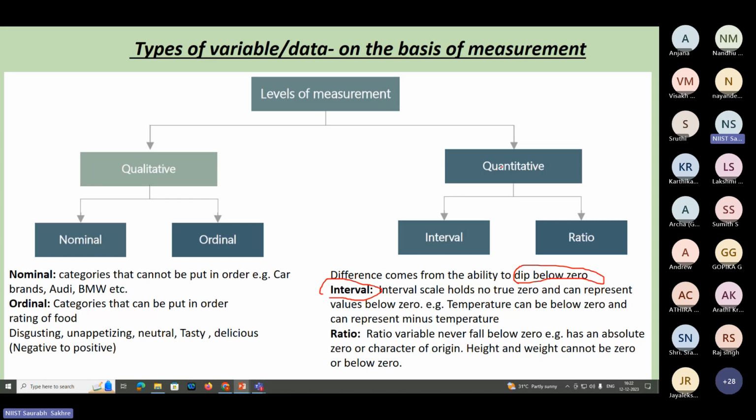And what does ratio mean? A ratio variable never falls below zero, as there is an absolute zero or character of origin. When there is a character of origin, that data is ratio data. Simply, height and weight cannot be zero or below zero. I cannot say my height is minus 175 centimeters. So these are the types of data based on the levels of measurement.